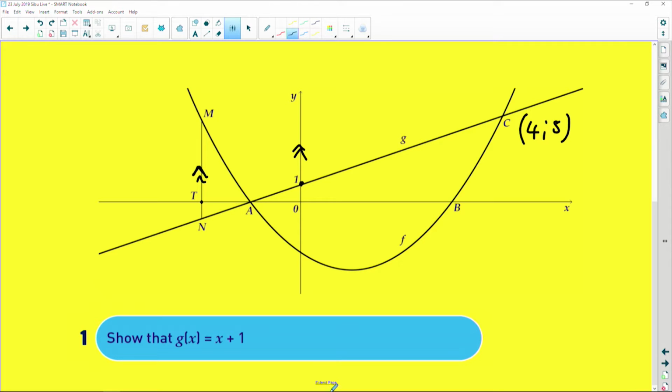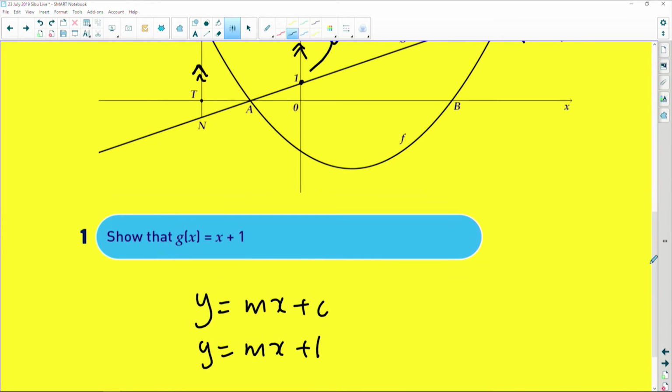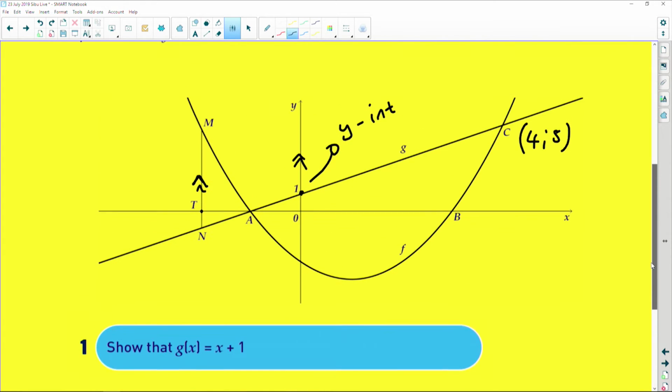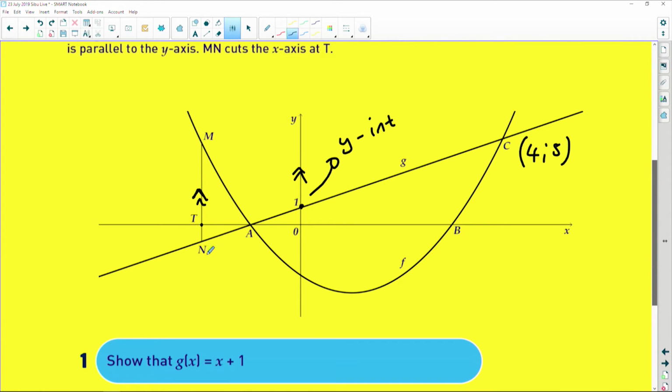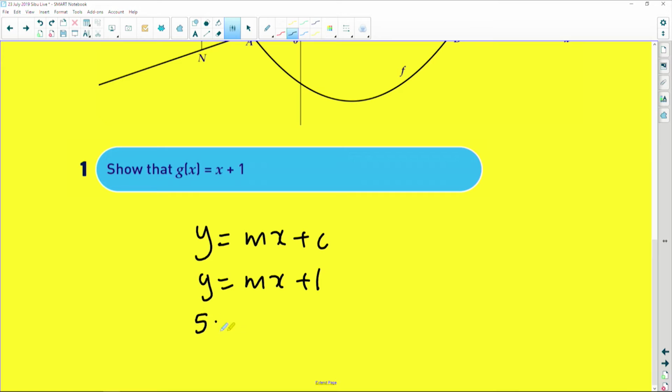What we need to do here is acknowledge the fact that g of x is a straight line, and we know for a fact that this is the y-intercept of the line. The y-intercept is always your c value when you are using y equals mx plus c. My c value there is simply 1 because the line passes through the point (0; 1). Then I look for any point that the line passes through. In this case, I'll take the coordinates of C, which are 4 and 5. So my y value is 5.